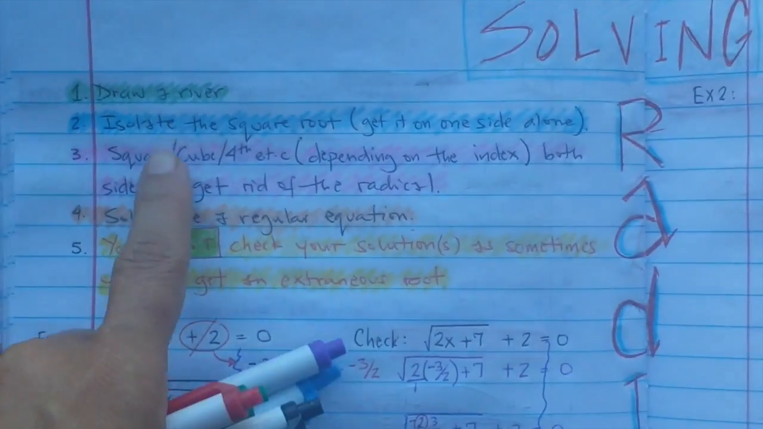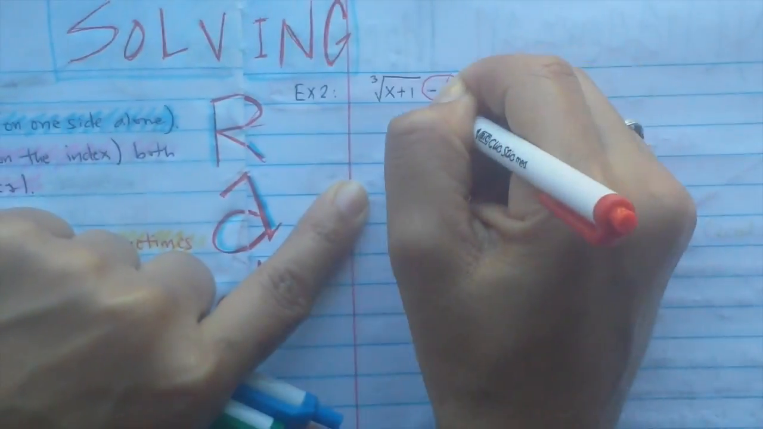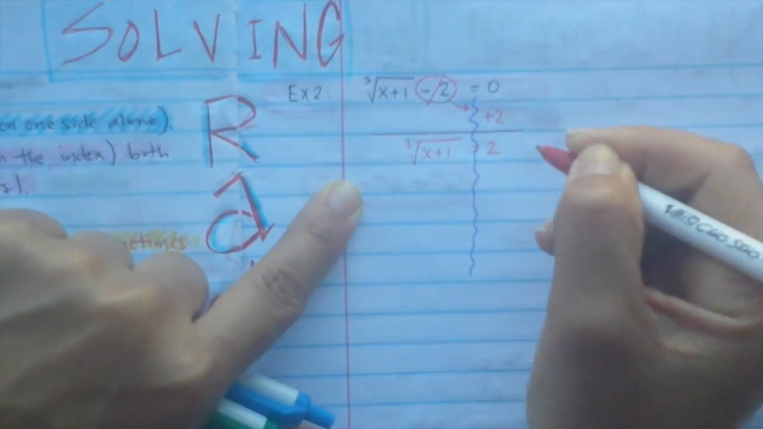Then you're going to isolate the radical by itself. So in this case, we're going to get rid of that -2. Take the other side, it's going to be plus 2. So we're going to have the cube root of x plus 1 equals 2.